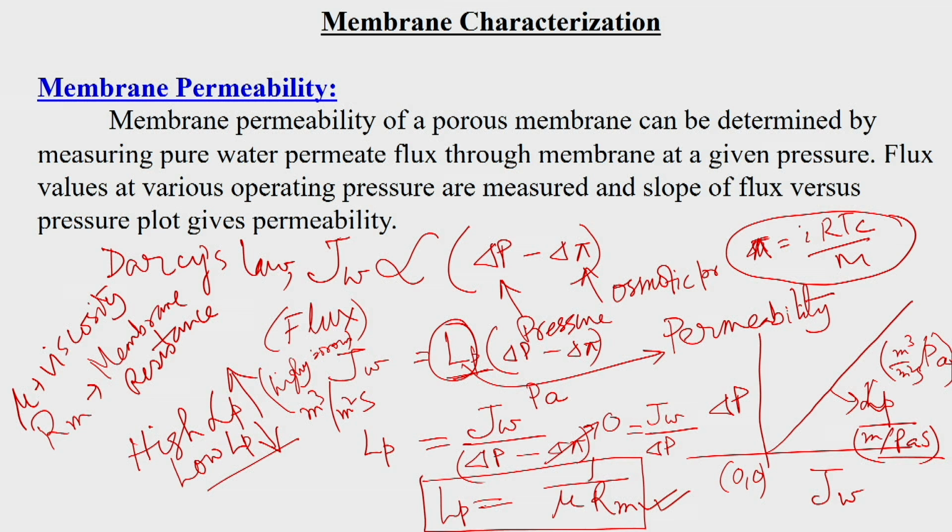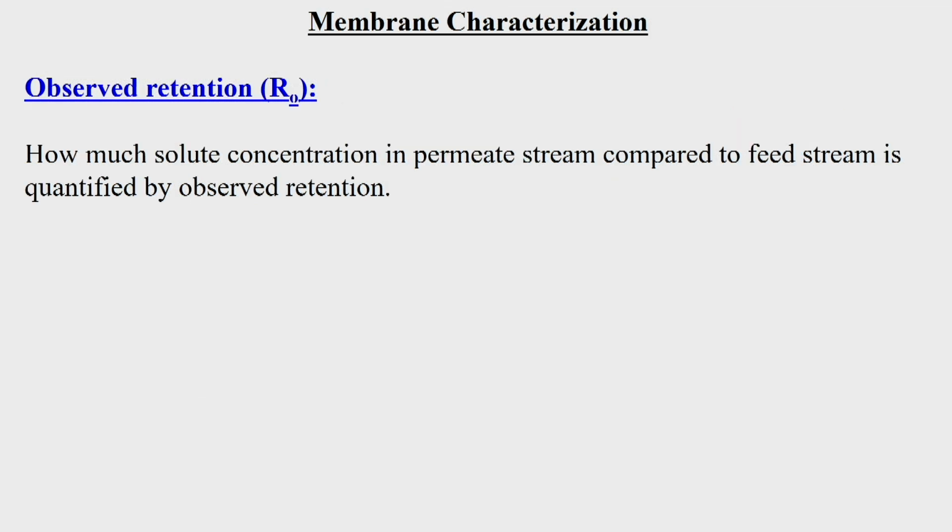Okay. Then the next characterization is by observed retention. So, how much solute concentration is in the permeate stream compared to the feed stream is quantified by this observed retention. Okay. So, observed retention Ro is equal to 1 minus Cp by C0.